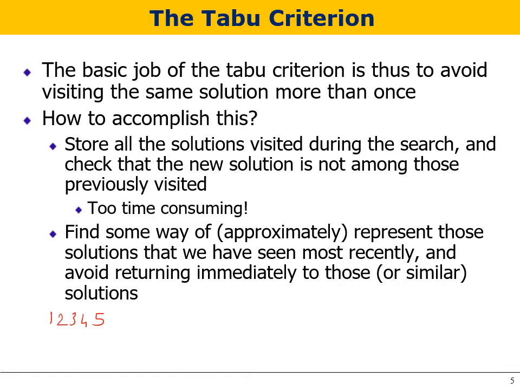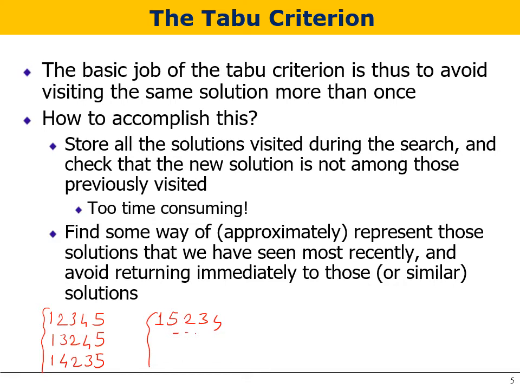The next one we moved to is 1, 3, 2, 4, 5. Then to this one we applied pairwise interchange and moved to 1, 4, 2, 3, 5. Then we applied pairwise interchange again and moved to 1, 5, 2, 3, 4, and we continue in this way. So what can we do? We can store all these solutions in the memory, all of them.